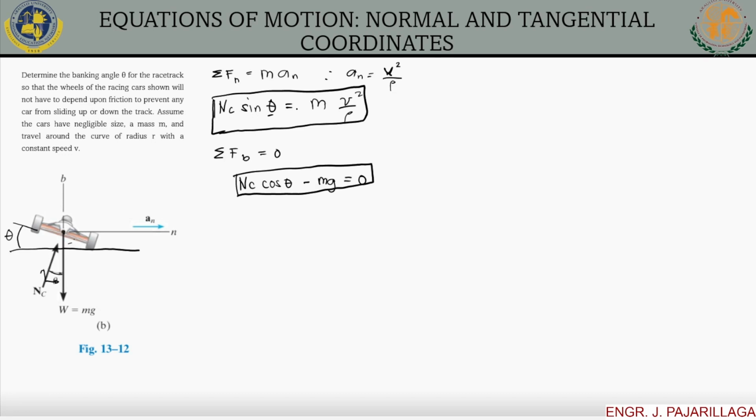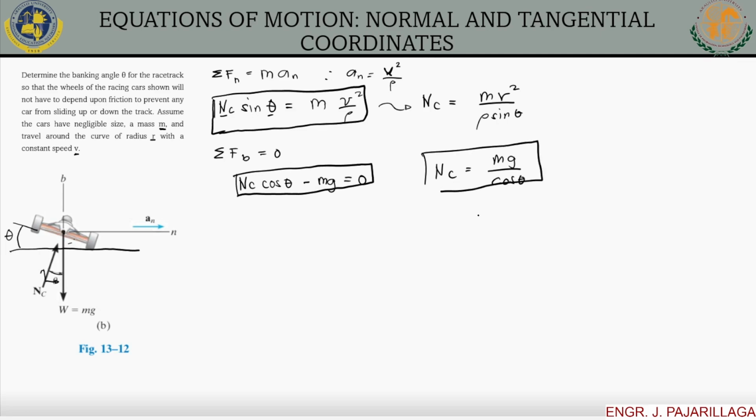Alright? So, ang sabi sa atin, ang mga given, meron daw tayong mass m, meron tayong r, and then meron tayong v. The only thing that we don't have is the normal force, Nc. Okay, so pwede naman natin tanggalin yung Nc by equating this in terms of Nc. We have Nc is equivalent to m v squared over rho sine theta. And in here, Nc is equivalent to mg over cosine theta. Alright? So, ang given sa atin again is yung mass.